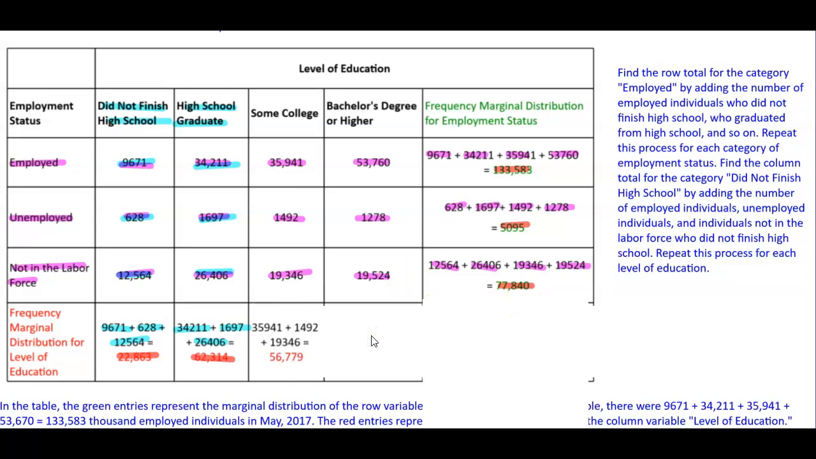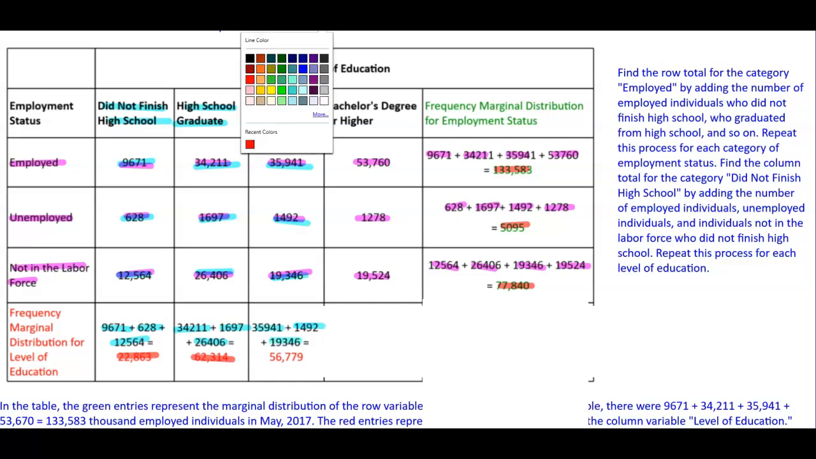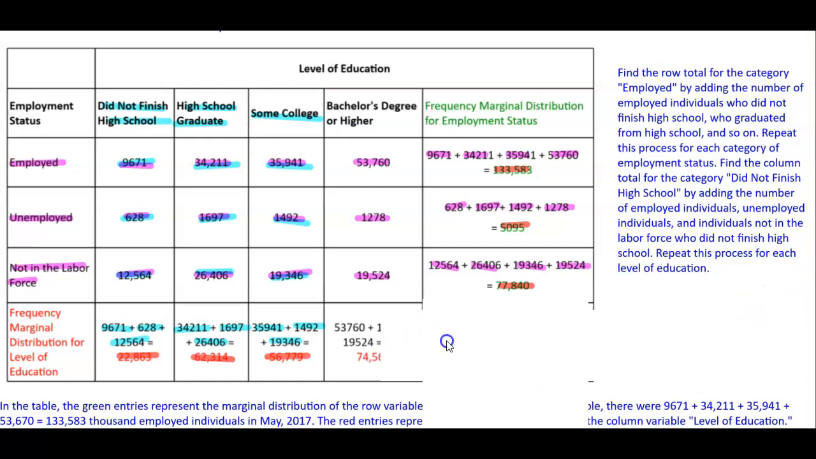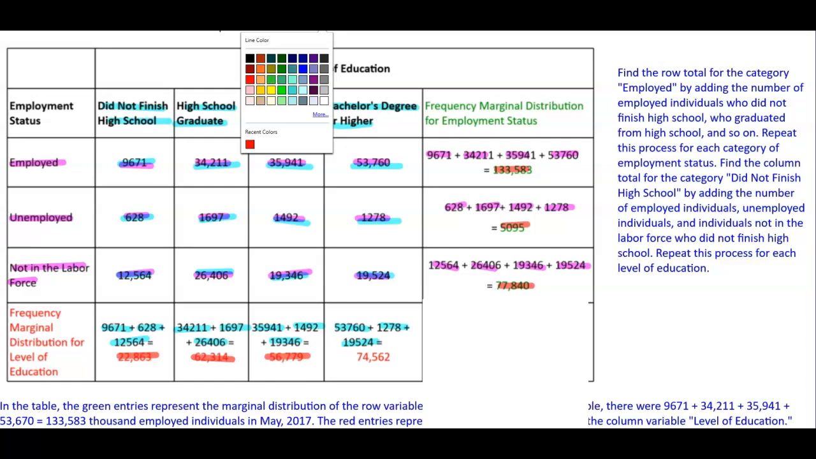Next, we're going to add the next column, some college. So we're going to add these 3 values together. When we add them together, then we get a total of 56,779. Okay, and then the last column is the bachelor's degree or higher, so we're going to add these values together. So when we add those values together, it gives us the following. Okay, now let's add these numbers together and see what we get on our calculator.